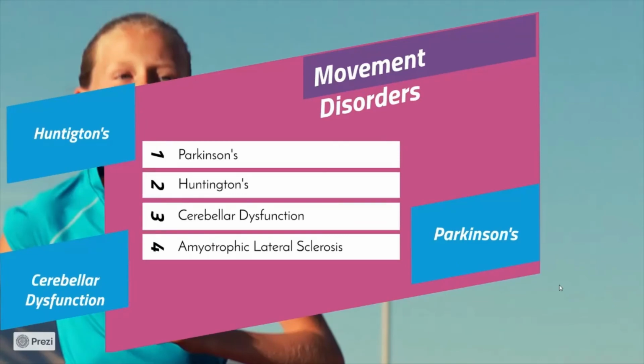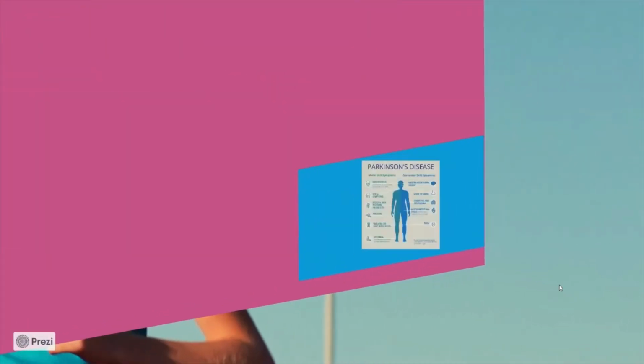Problems with movement can cause different movement disorders. The four main movement disorders focused on this chapter are Parkinson's, Huntington's, cerebellar dysfunction, and amyotrophic lateral sclerosis.